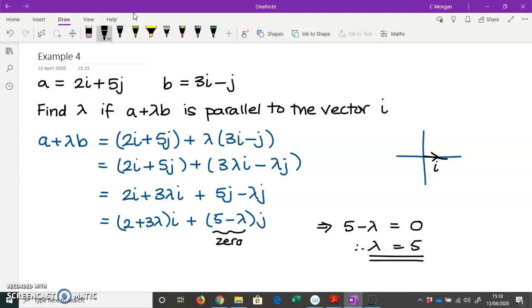What that means is my vector is running parallel to the x-axis, but it's not running at an angle.